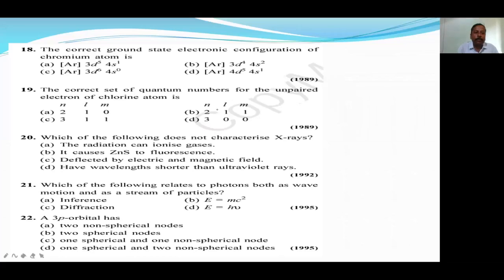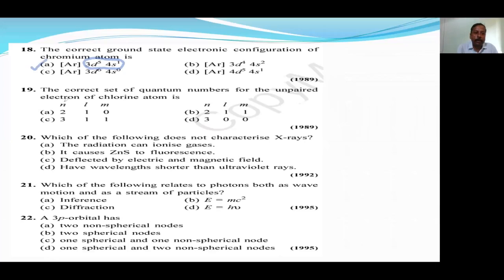Okay. Next level of questions. The correct ground state electronic configuration of chromium. Chromium, it is asked so many times. It is 3d5 4s1. So option A is correct. Okay. Super fast response in the quiz.